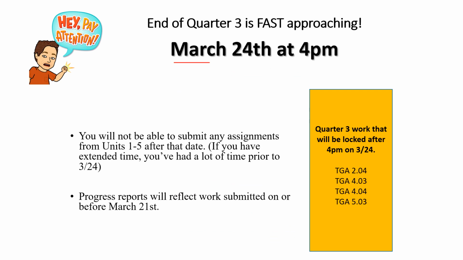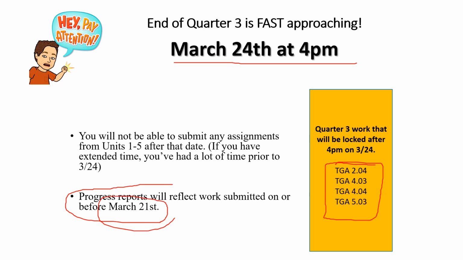So another slide to talk about our deadline here. March 24th in the third quarter. All work, TGAs from Units 1, 2, 3, 4, and 5 should be submitted. And then progress reports will reflect all work submitted by March 21st. So if you want all your work from Units 1, 2, 3, 4, and 5 to be included in your progress report, make sure all work is in by Tuesday, March 21st.